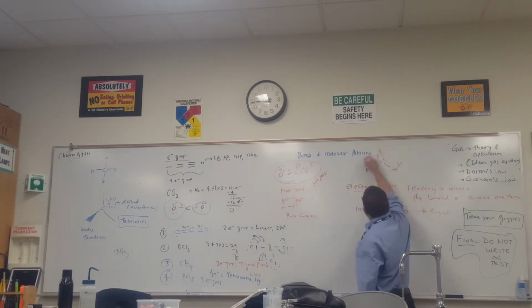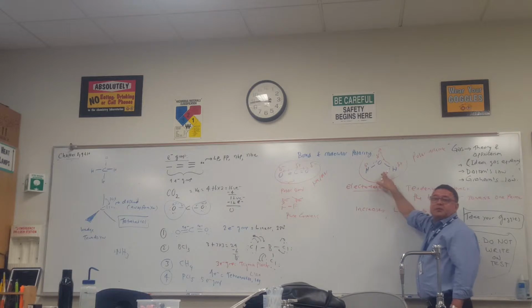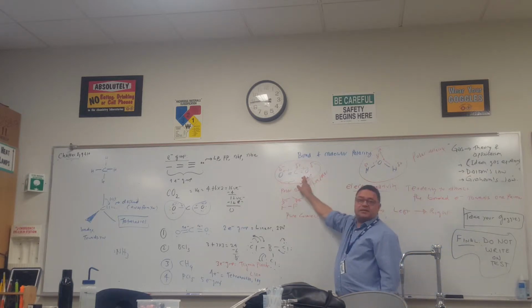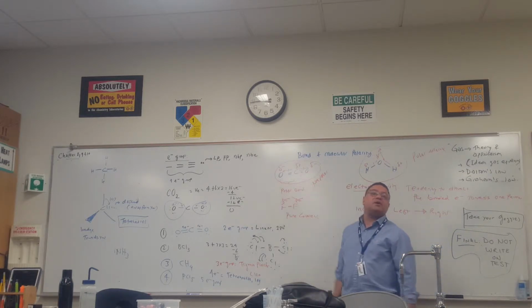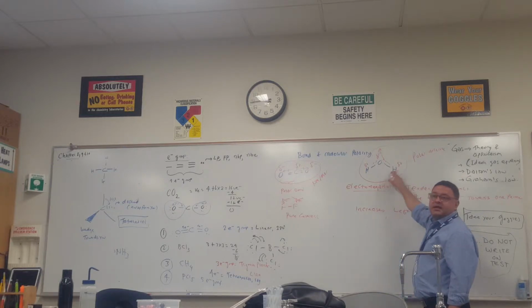Here, this water is a polar molecule because of the shape. The molecular polarity depends on the shape. Water has a bent shape. This is a linear shape. If the molecule is linear, the molecule is non-polar. If the molecule is bent, then the molecule is polar.